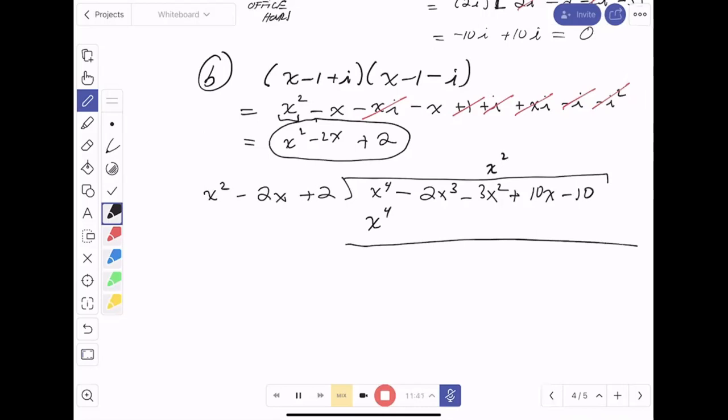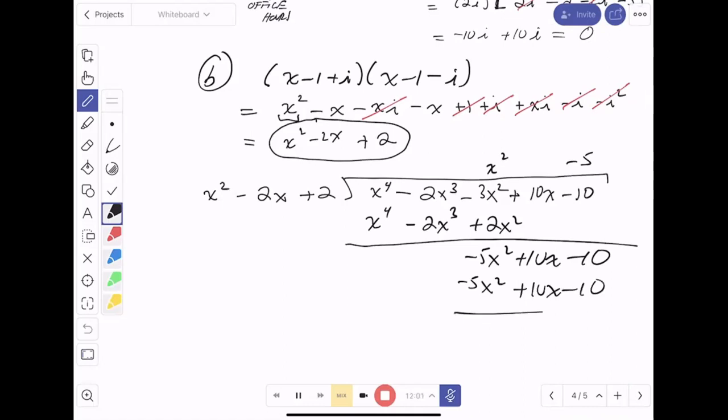And what do you get over there? Minus 2x cubed. Then we get plus 2x squared. We're going to subtract. Yeah, you would need to have the long division, right? And then minus 5, right? What do you have there? Minus 5x squared plus 10x minus 10, remainder 0. So I'm comfortable I got the division done. Again, I would recommend you look at the answer key and get that.